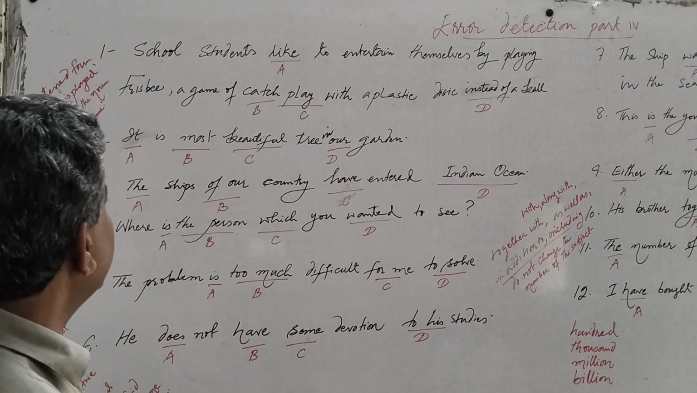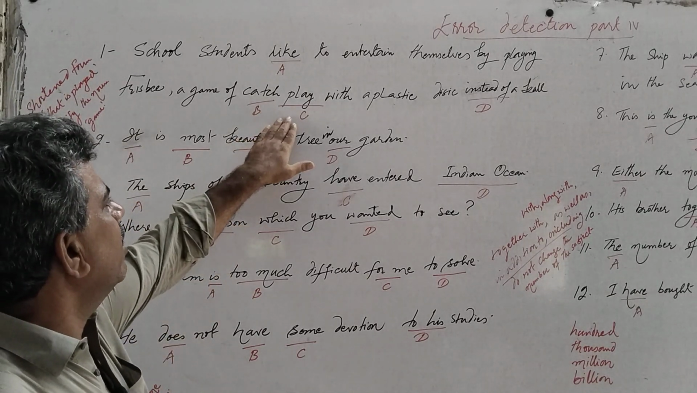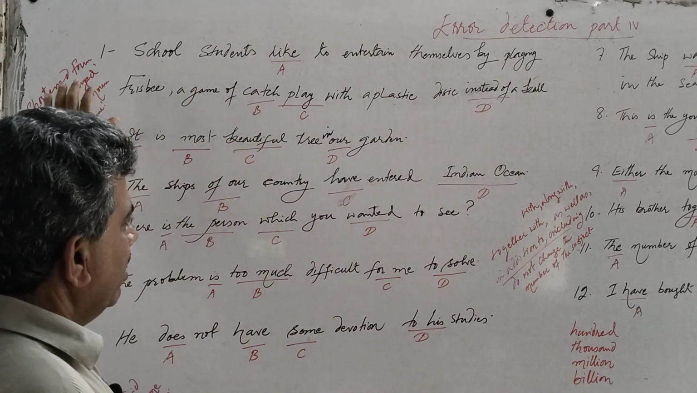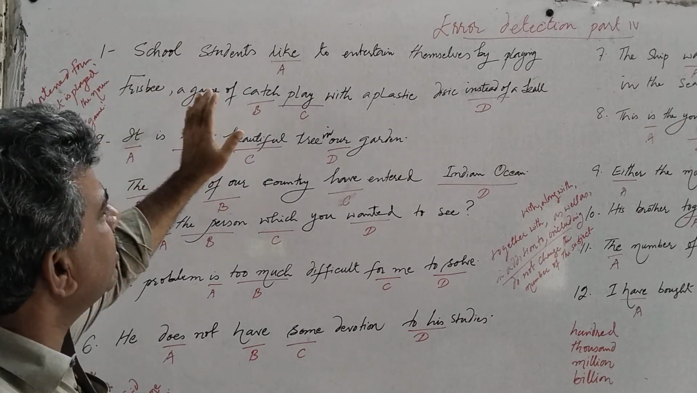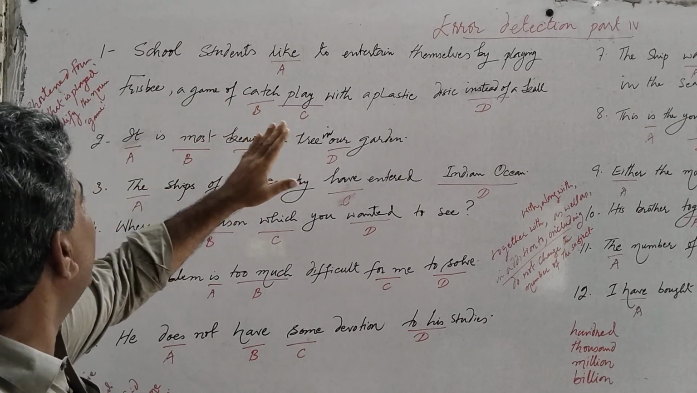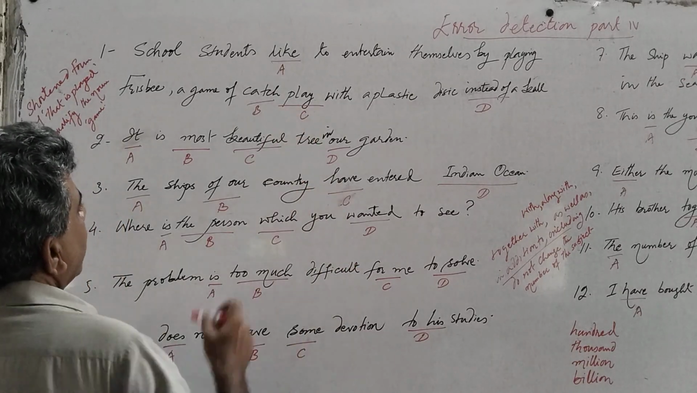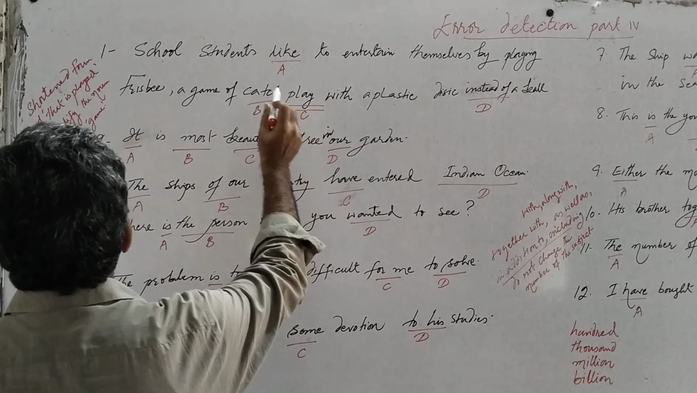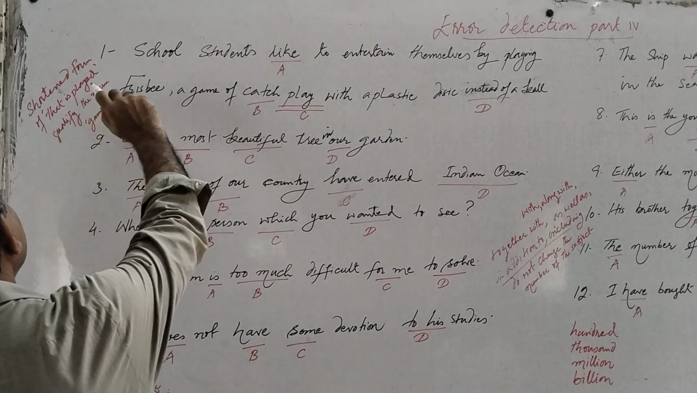Now when we read the sentence, when we come to the word play, we see that there is some mistake here. Now we read it once again. School students like to entertain themselves by playing frisbee, a game of catch, play. Now the play is a contraction of a shortened form, that is, played.